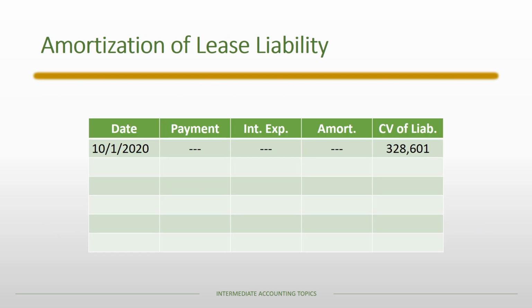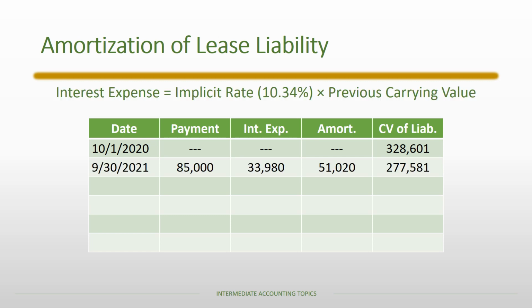The first thing we're going to do then is amortize the lease liability. We have the carrying value of the lease liability when the lease is signed on October 1st, 2020. From there, we amortize that liability. The interest expense is calculated as the implicit rate times the previous carrying value. So in this first line on 9/30/2021, we take the carrying value of $328,601 and multiply it by 10.34%. That gives us an interest expense of $33,980. The amortization is the difference between the payment and the interest expense, and that amortization goes as a reduction towards the carrying value of the liability.